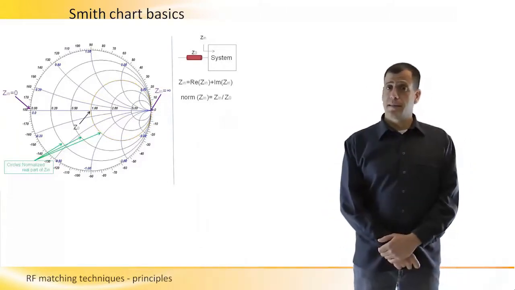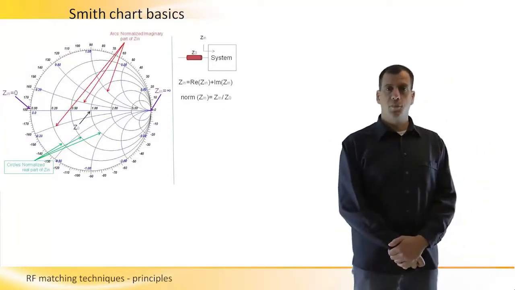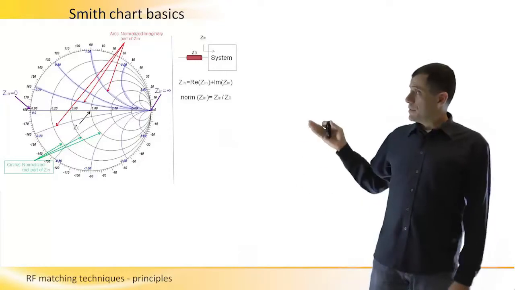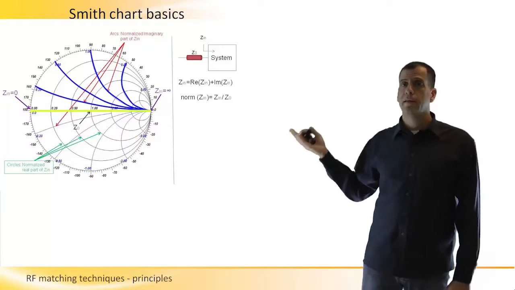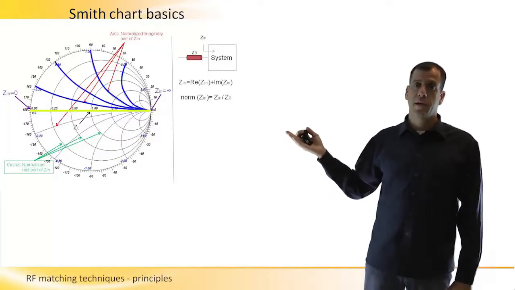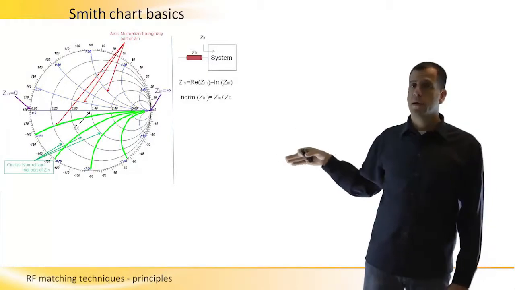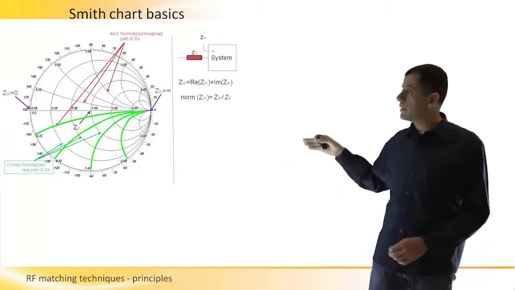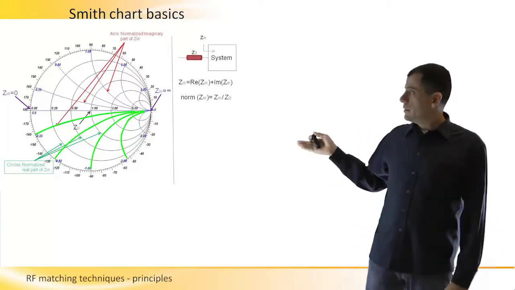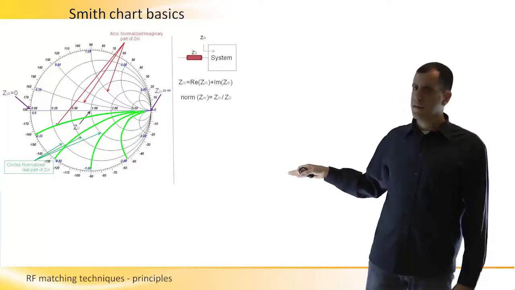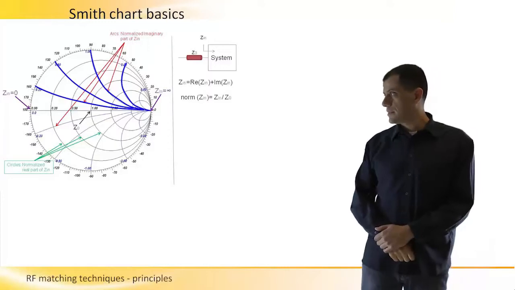The next thing is the arcs. The arcs on the Smith chart represent the imaginary part of the input impedance. The upper half of the Smith chart represents an inductive reactance of the input impedance, and the lower part, the lower arcs, represent a capacitive reactance of the input impedance. As you can see here, the lower arcs are represented by a minus sign, while the upper arcs are represented by a plus sign.